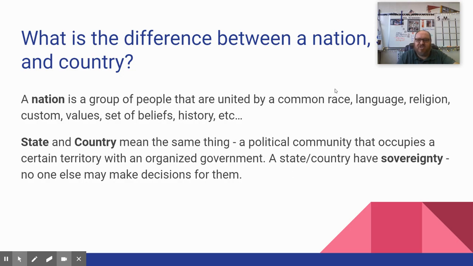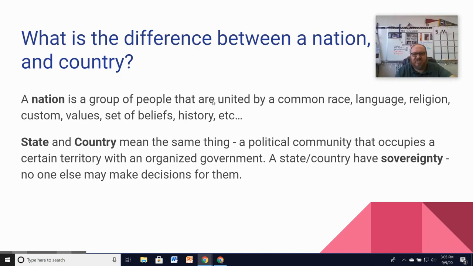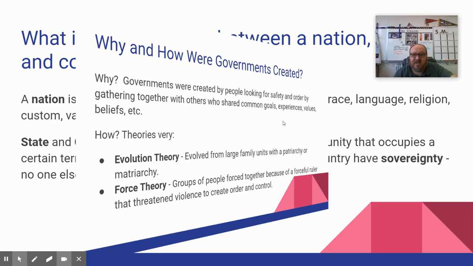What's the difference between a nation, a state, and a country? Well, we talked about it. A nation is just a group of people. Okay. I can't even think of an example right now of a group of people. But anyway, state and country basically mean the same thing. A political community that occupies certain territory with an organized government. They have sovereignty, which means no one else can make decisions for them.